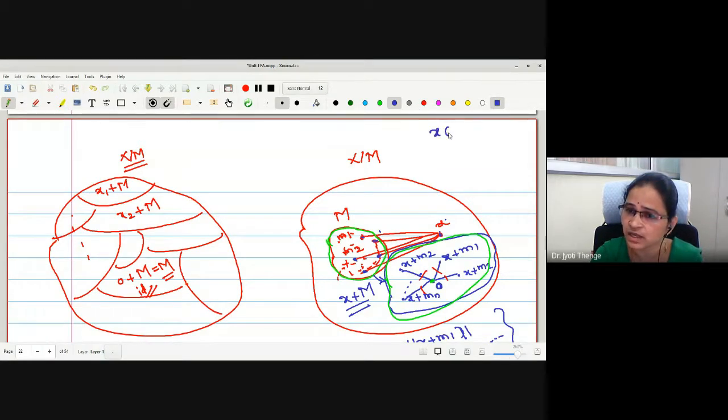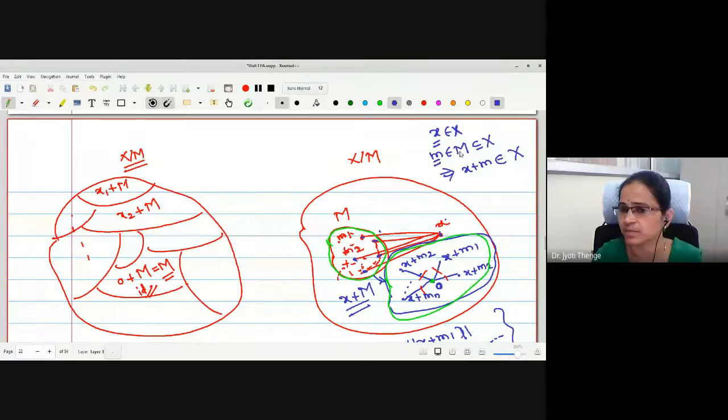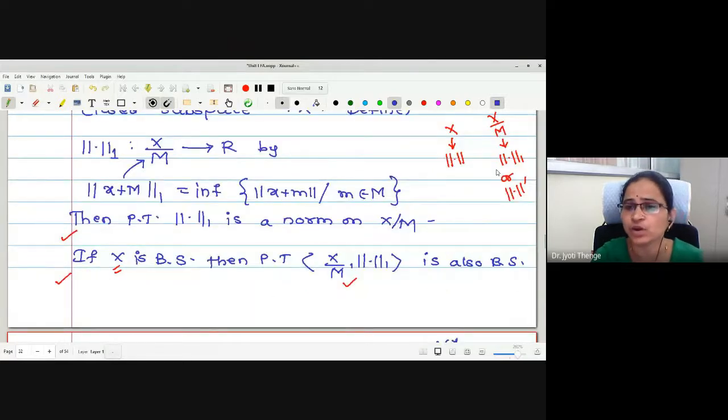If x is in X, and m is an element of capital M, where M is a subset of X, then what about this x + m together, where is it going to be? This is going to be a member of capital X, no? Yes or no? Yes, ma'am. For m in M, M is a subset of X, therefore x + m is going to be in X. And we know what is the norm acting on this set X?